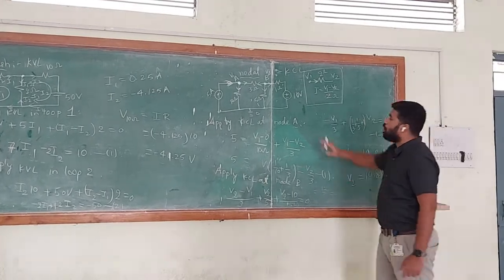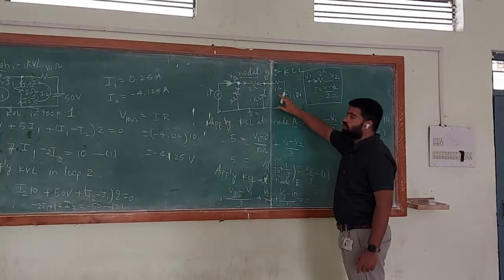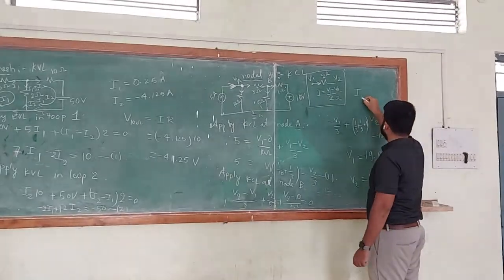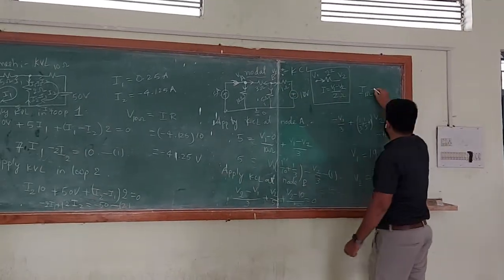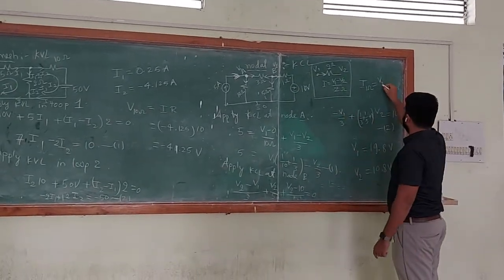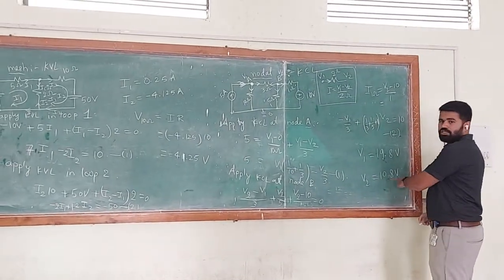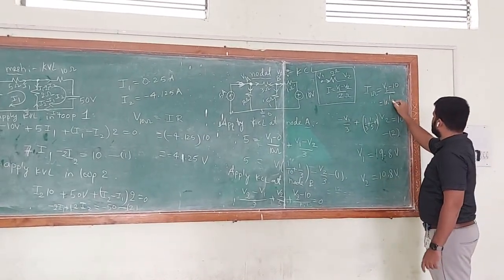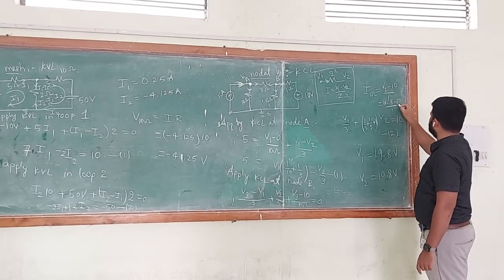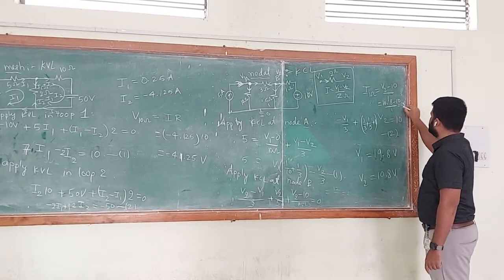If they ask how much current is flowing through this 1 ohm, try to observe this. What is the current in 1 ohm? We can write, V2 minus 10 by 1. We already know V2 is how much? 10.8. 10.8 minus 10 by 1. You will directly get 0.8 amps.